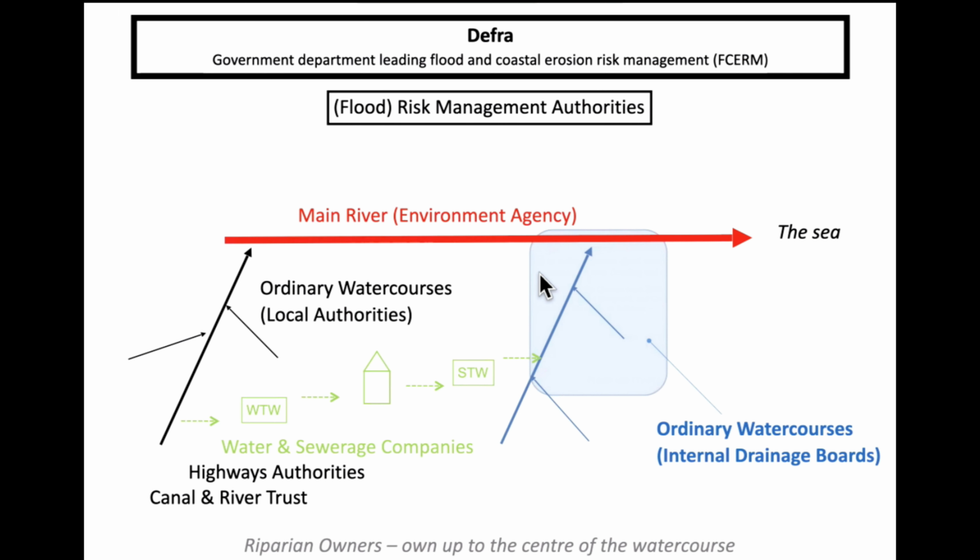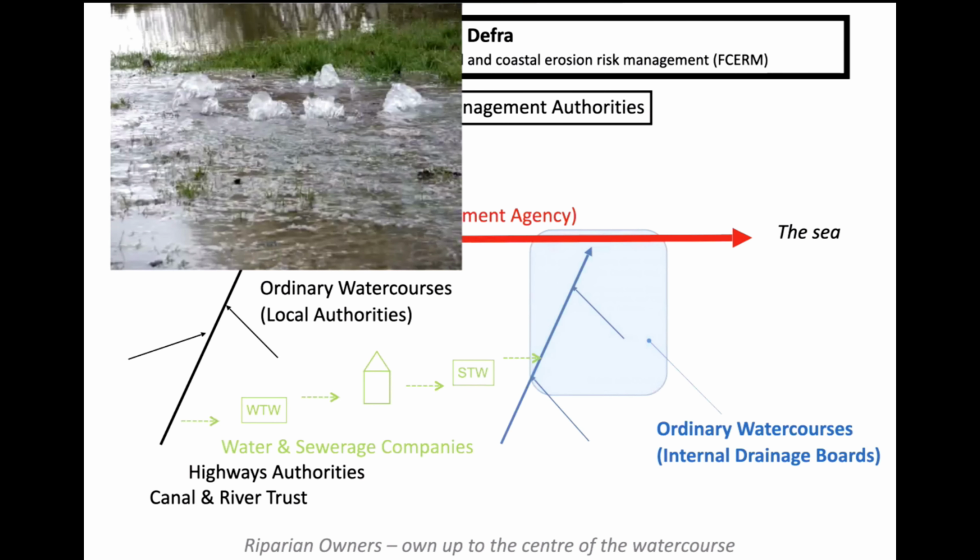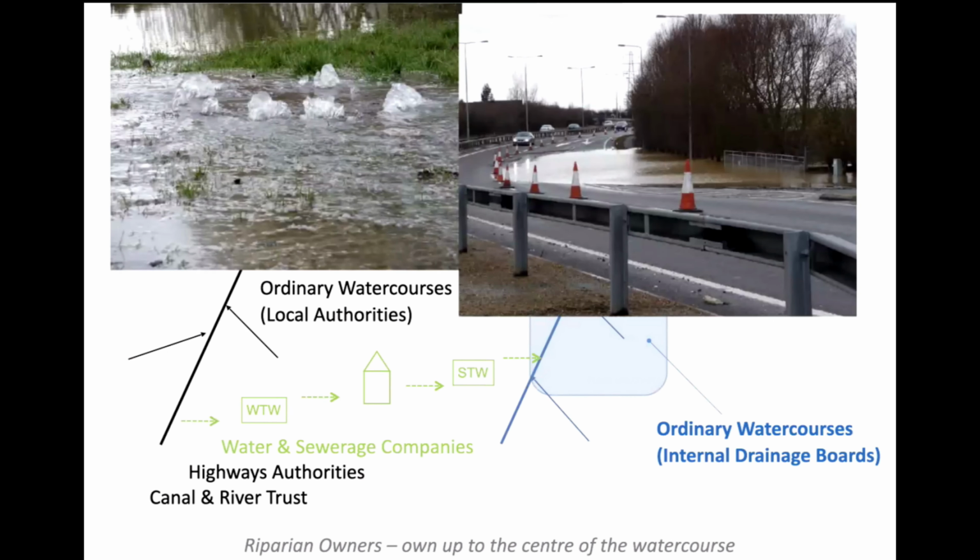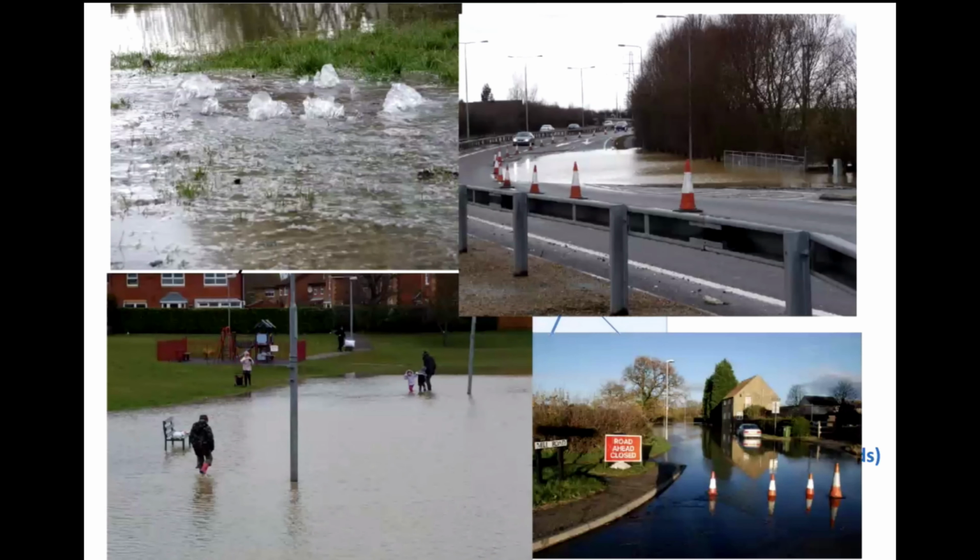But there are also lots of other authorities that have permissive powers and duties when it comes to managing flood risk in particular. And these include water and sewerage companies, the highways authorities, and of course the Canal and River Trust when it comes to navigation. So although flooding to most of us is a bit of a nuisance, stopping us getting to work, it can unfortunately flood our houses in some cases. There are so many different organisations, it's sometimes quite difficult to find your way through these.